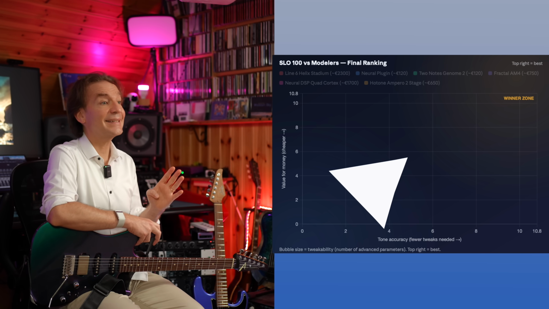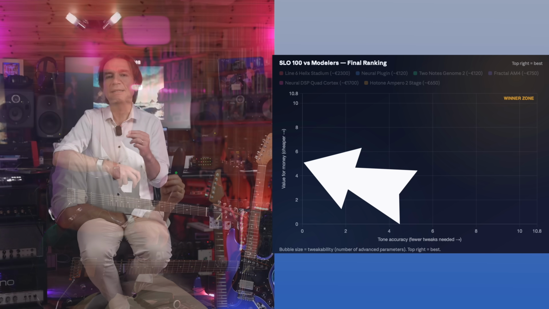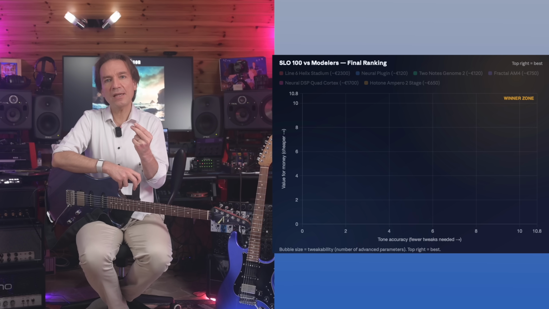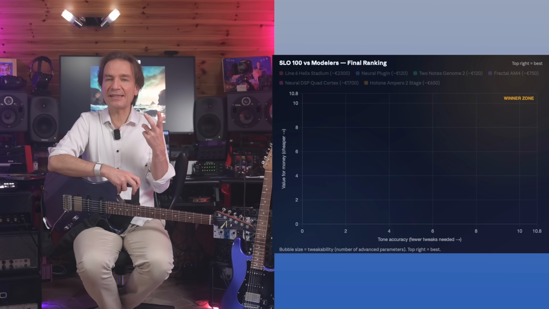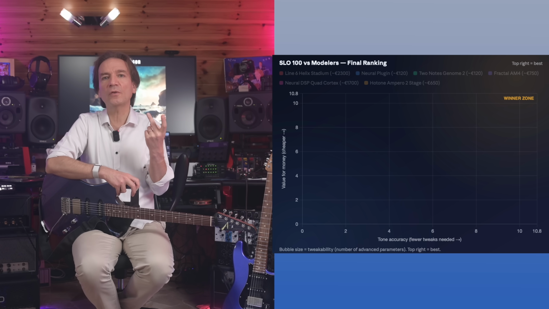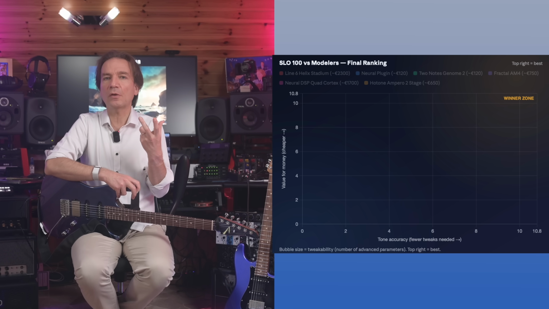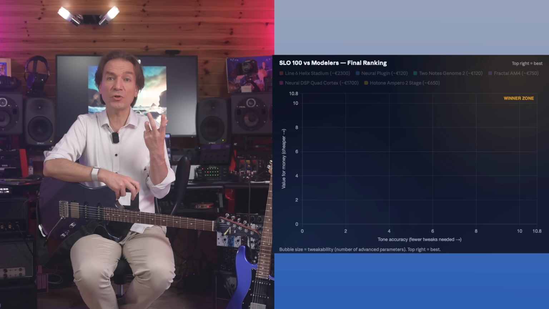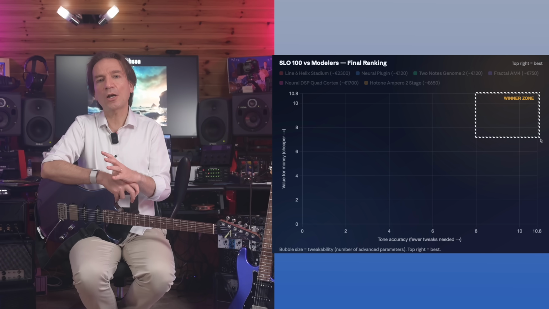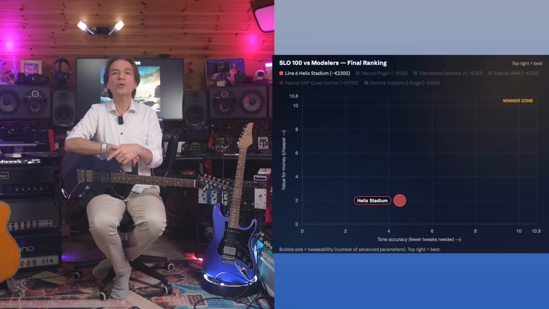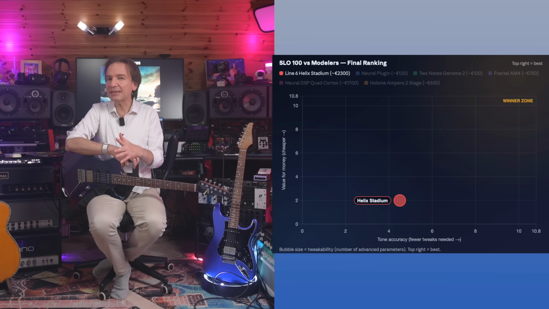On the vertical axis we have the value for money. The higher, the less you pay for what you get, and the size of each bubble represents the tweakability, so the amount of deep parameters the unit offers. This means that the best option is the one that will end up in the top right corner of the chart. Let's go! The Line 6 Helix Stadium is unfortunately the most disappointing of the series.